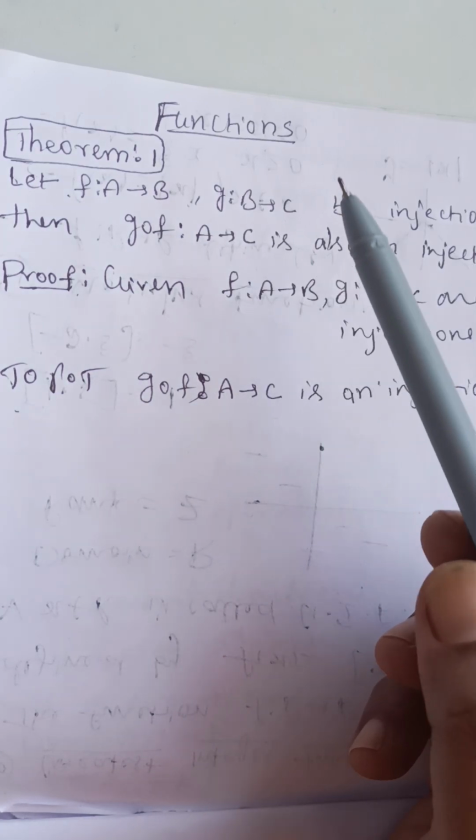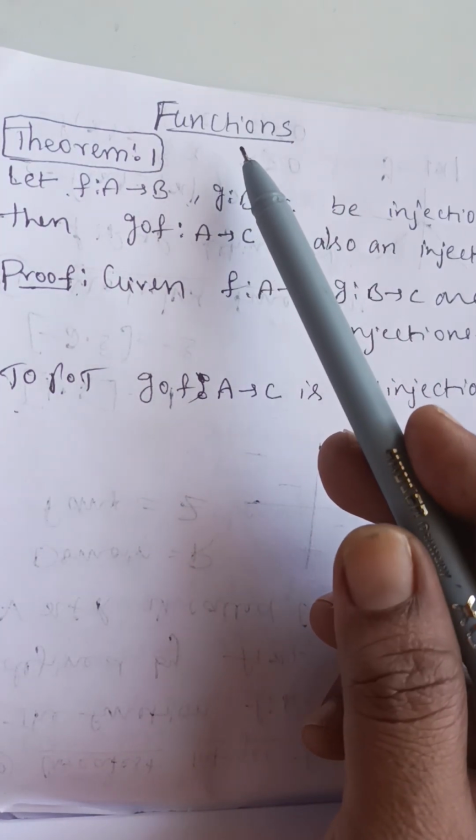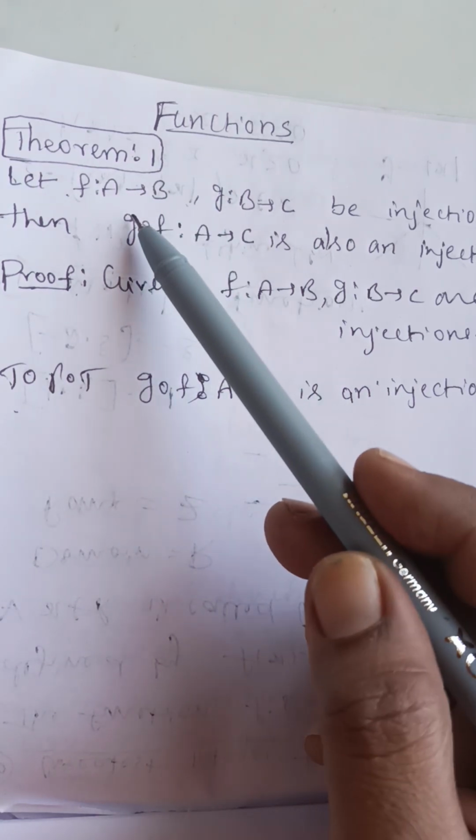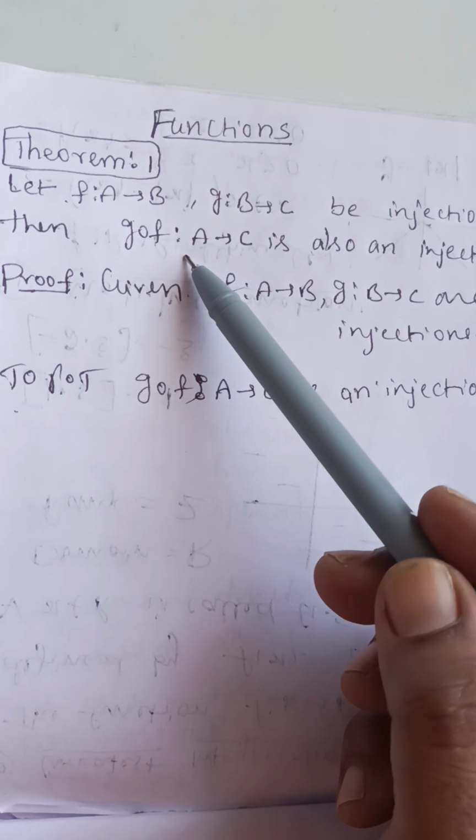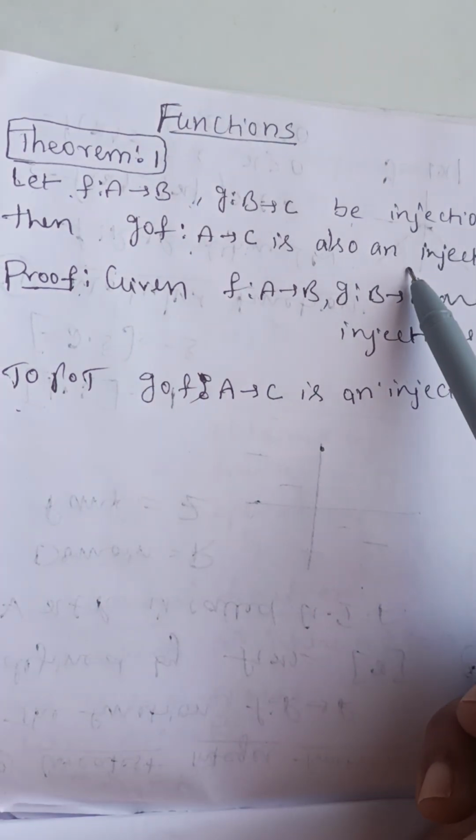Hello students, functions, Maths 1B, first chapter, theorem 1. Let f maps A to B, g maps B to C be injections. Then g circle f maps A to C is also an injection.